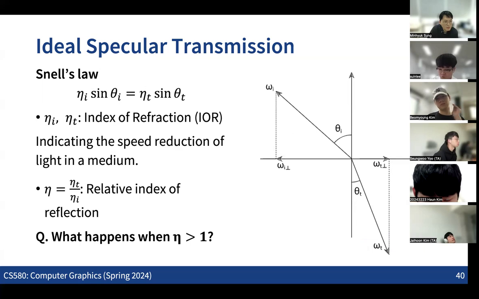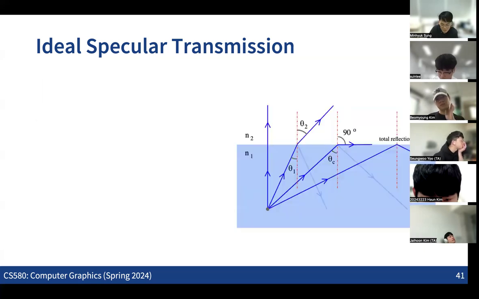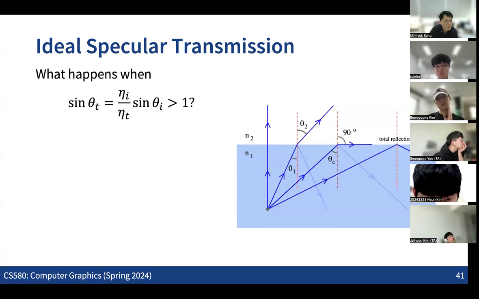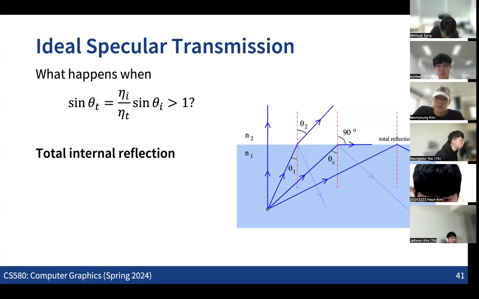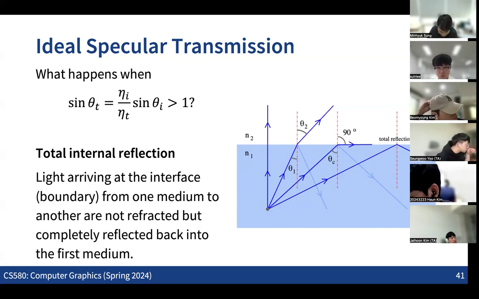And the opposite case will be this. The question is that now we can calculate the refraction angle like this. But if the sine of the refraction angle is greater than one, what kind of situation are we going to see? As the sine of the refraction angle gets closer to zero, the light is refracted near the surface like this. And if this value becomes greater than one, then we will see that there is no refraction.